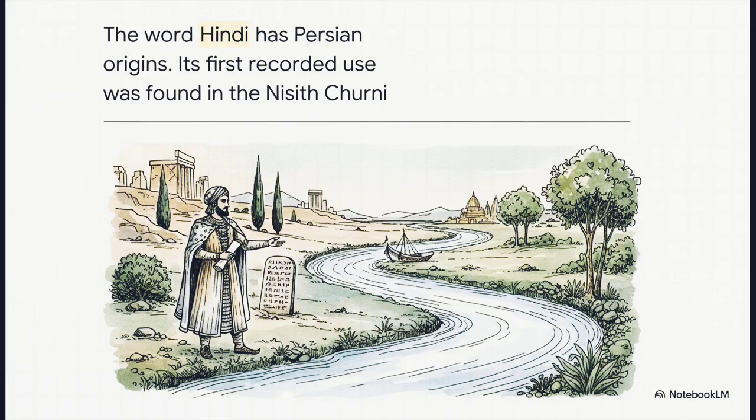Okay, here's a piece of trivia that usually surprises people. The word Hindi itself, it isn't originally Indian. It actually has Persian origins. See, ancient Persians pronounced the S sound as an H. So the river Sindhu became Hindu, the land became Hind, and the language spoken there became Hindi. It's a really beautiful reminder that the identity of this language is complex and wonderfully blended.